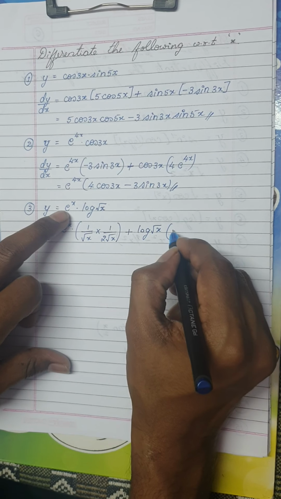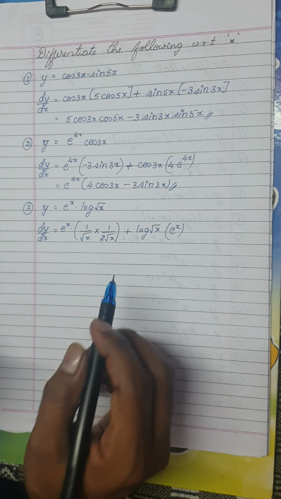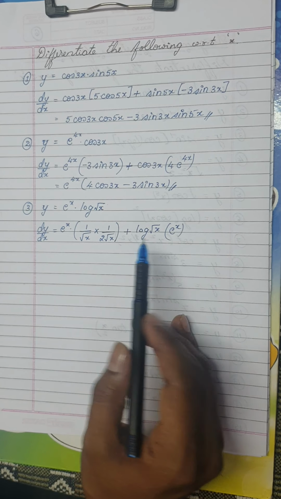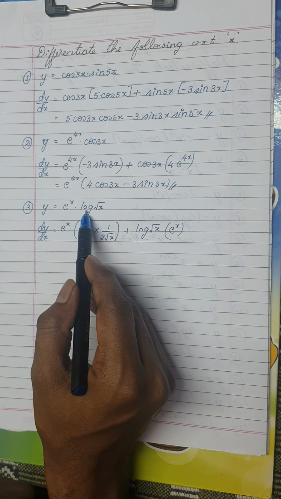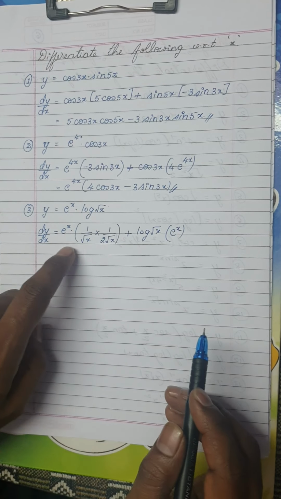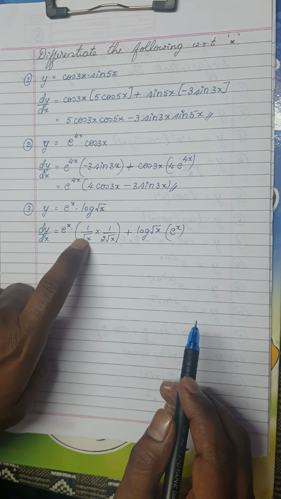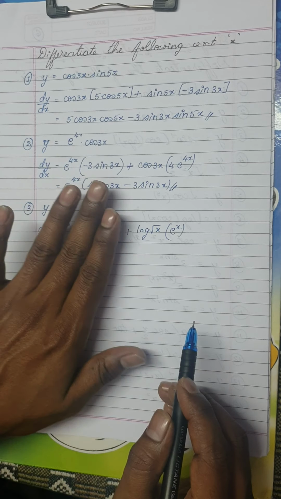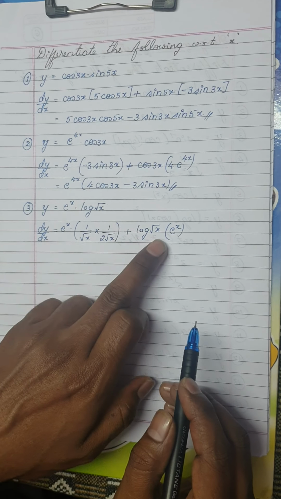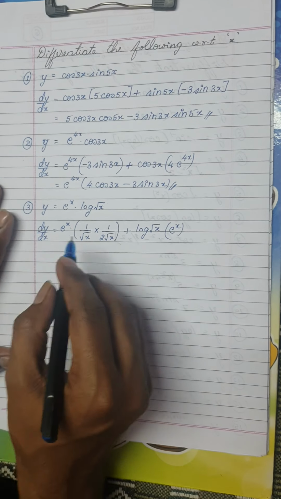Derivative of e power x is e power x itself. Now we're going to repeat this step once again. Please be careful. Keep the first function as it is. Now derivative of log of something is 1 by something into differentiation of this something. So the derivative of root x is 1 by 2 root x. So that is done, plus now keep log root x as it is. Derivative of e power x is e power x itself.